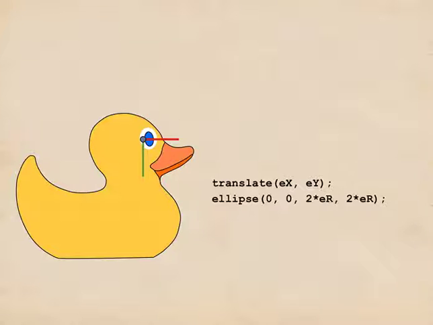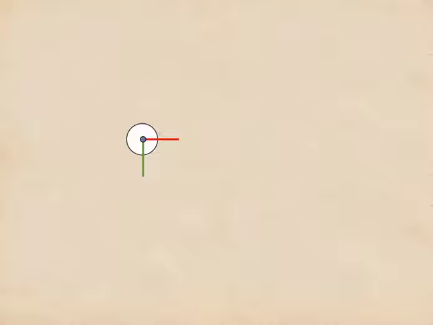Now I'll draw a circle for the eye itself. I'll call ellipse. The center point is 0, 0 because I've translated to the point where I want the eye to be located. And let's say that the eye has radius ER for eye radius. Then when I call ellipse, I'll use 2 times ER for the eye diameter. Now let's think about the pupil. Where should that go? Let's focus just on the eye for a second. I'm going to draw the pupil on the positive x-axis. So the only question is, what is the x value for the center of the pupil?